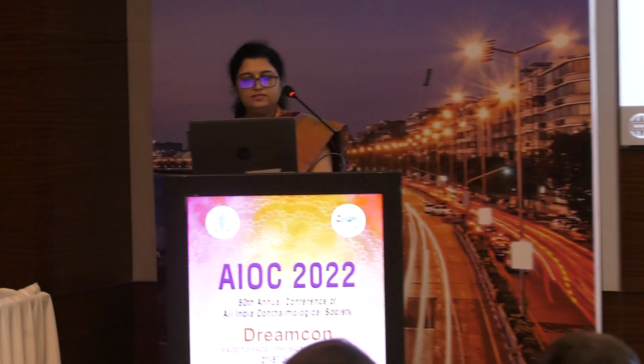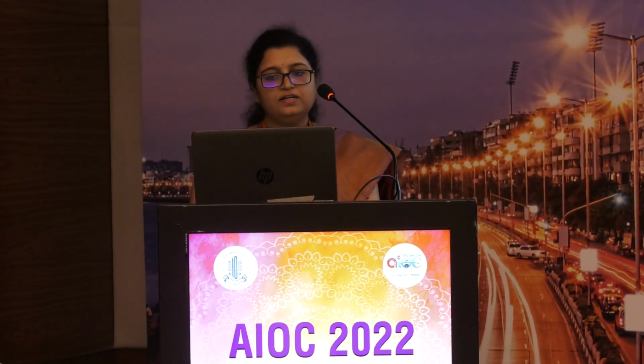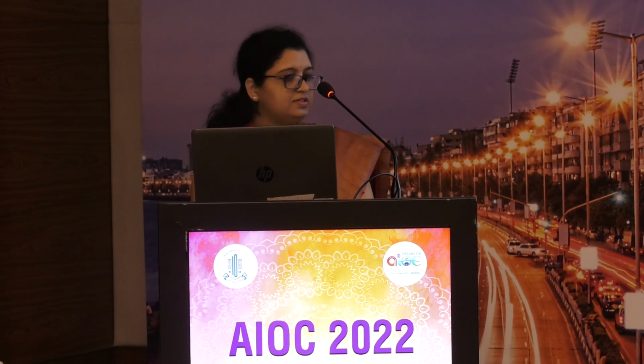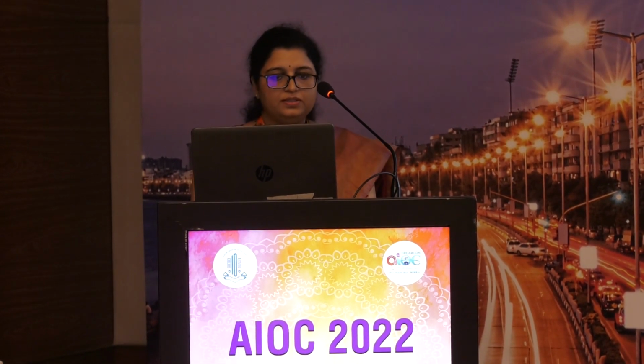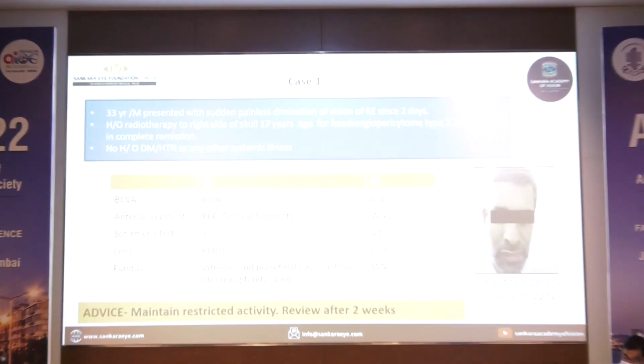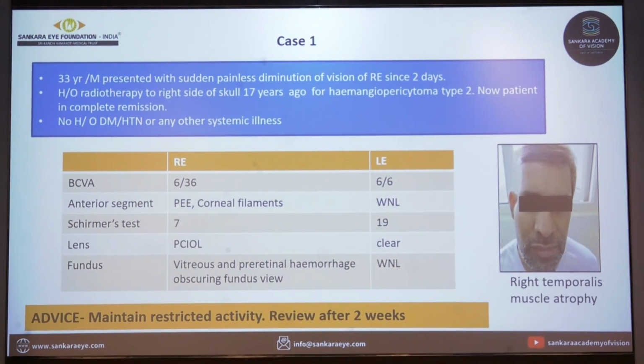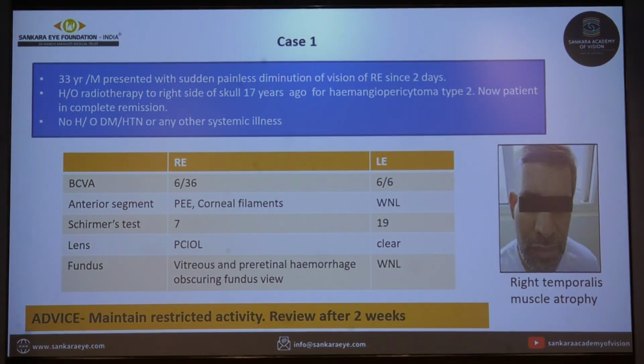Good afternoon, everyone. Today I am going to present the case of retinal artery macroaneurysm, an uncommon manifestation of radiation retinopathy. A 33-year-old male presented with sudden painless diminution of vision in the right eye since 2 days. He had history of radiotherapy to the right side of the skull 17 years before for brain tumor, which was in complete remission now. He had no history of any systemic illness.